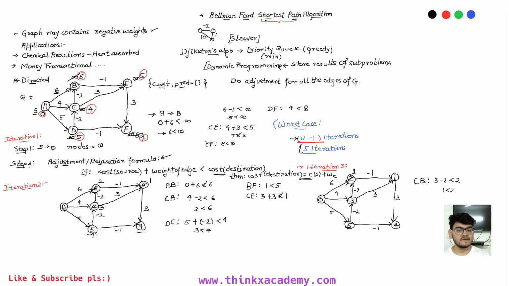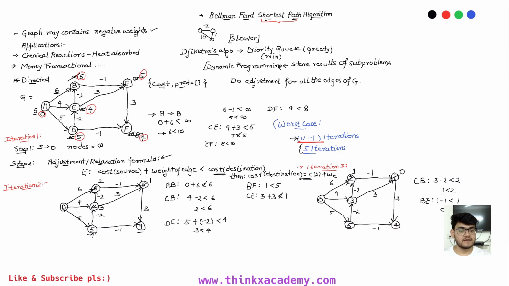Now let's take a look at BE. Now the cost of reaching B is 1, the distance is -1. Is 0 less than 1? Yes, so change it to 0. So you can see that after every adjustment the values are decreasing. It means this algorithm is actually progressing iteration by iteration. It is relaxing the cost whenever it finds a promising node.